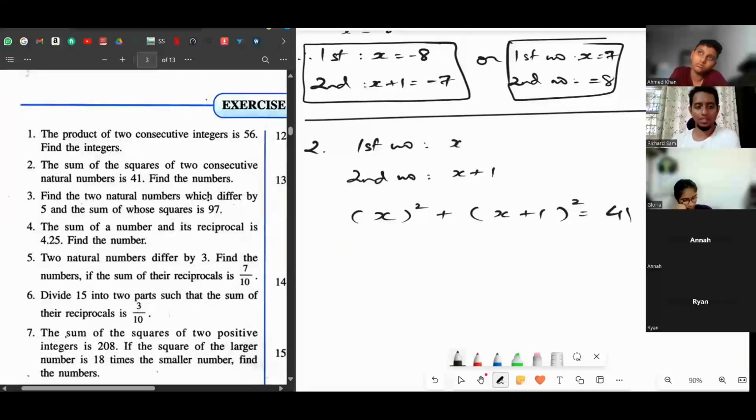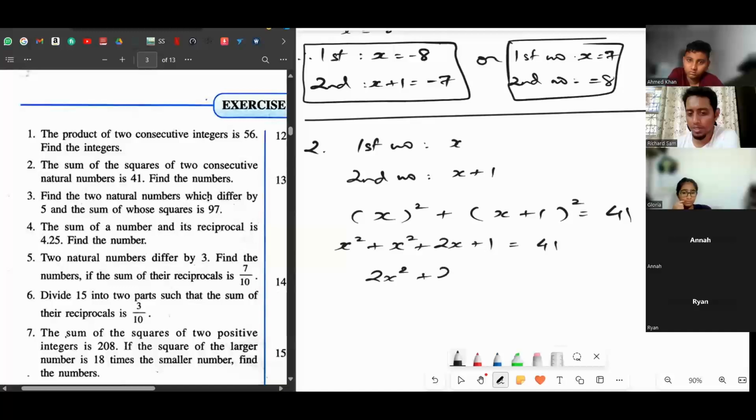Those of you who didn't get it, please see how I'm solving the second question. So x square plus, now x plus 1 whole square is in the form of a plus b whole square. Applying it, that is a square plus 2ab, that is 2 into x into 1, that's 2x, plus b square, that is 1 square, which is 1, equal to 41. Then x square plus x square is 2x square plus 2x plus 1 minus 41, so that is 2x square plus 2x minus 40 equal to 0.